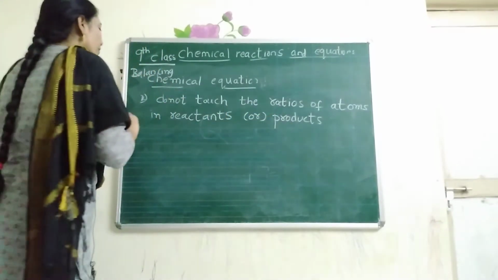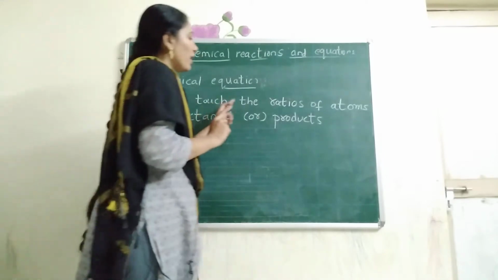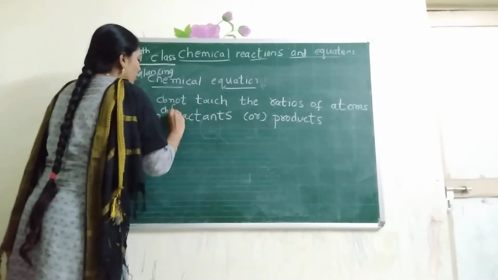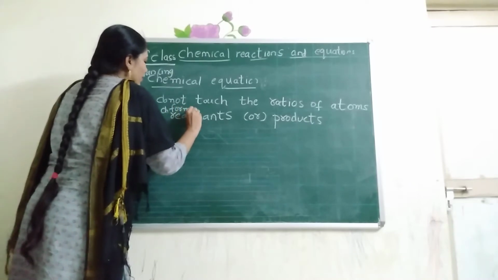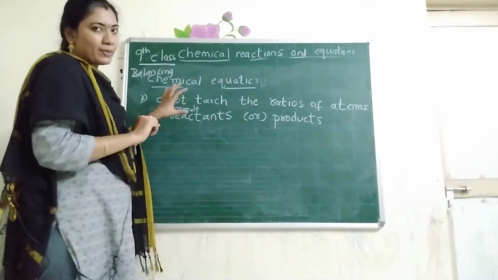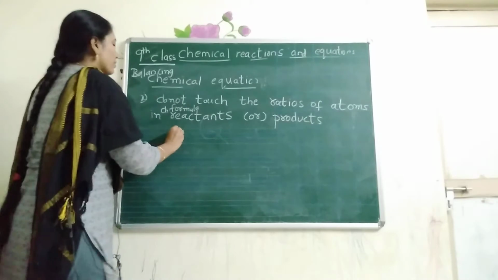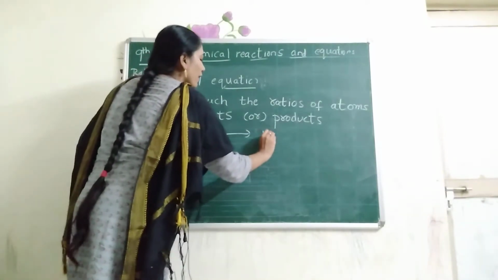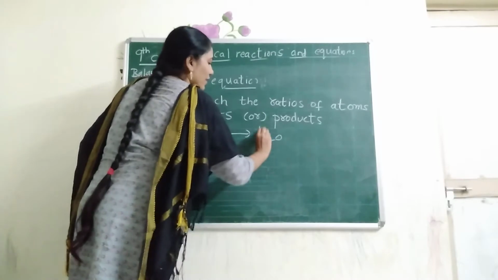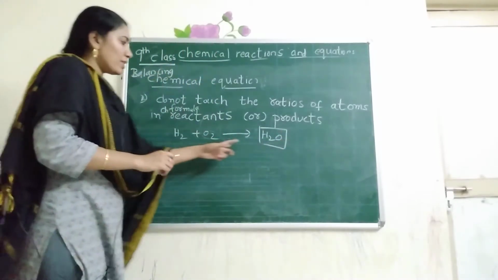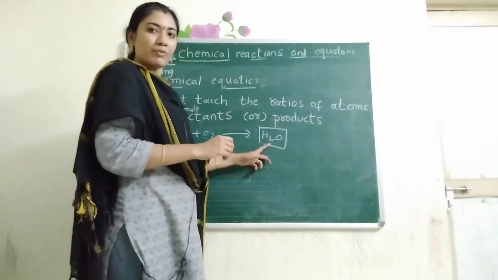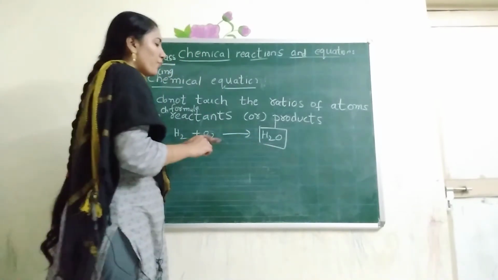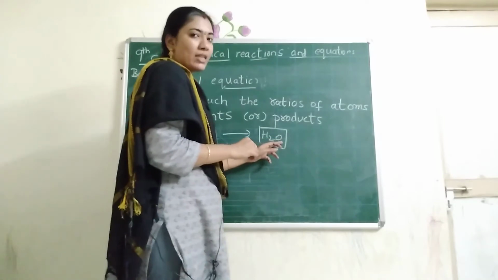We do not touch the ratios of atoms in the chemical formula of reactants or products. I will explain this also with an example. For example, hydrogen and oxygen react together to form H2O. Consider here water. This is the chemical formula for water, isn't it? What is the ratio of hydrogens and oxygens in water?